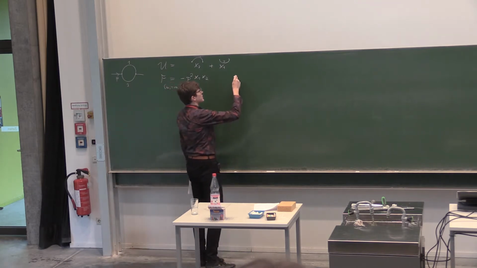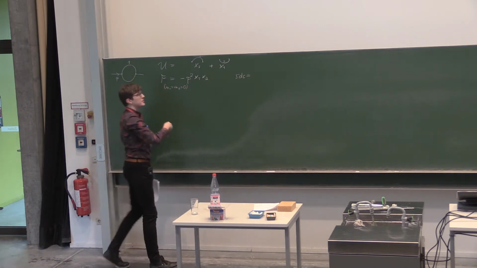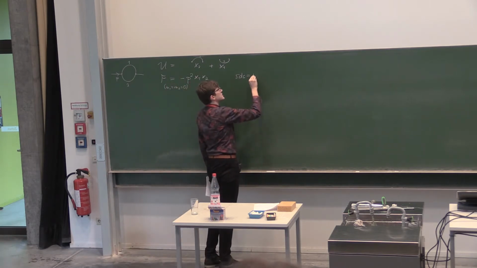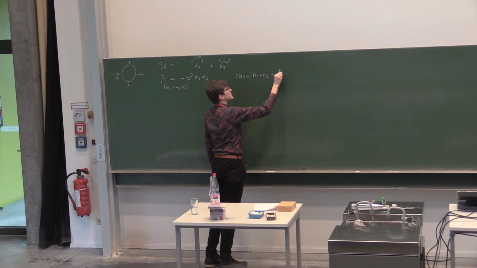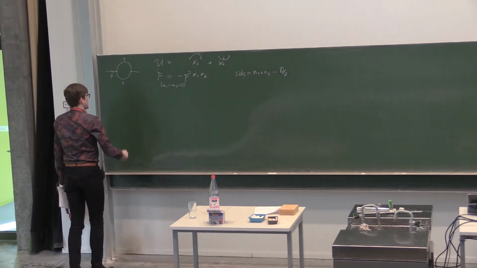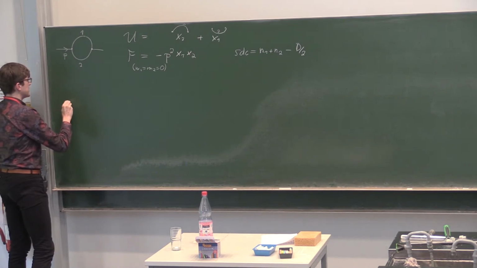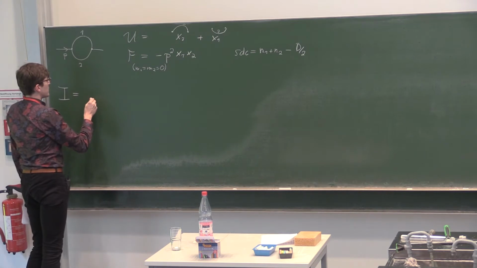Then I had something that I called the superficial degree of convergence, which was the sum of the indices, the powers of the denominators. So I would call these n1 plus n2 minus dimension over 2 times the number of loops. In this case, there's just one loop, so that's it. And then we had shown a general formula for the integral. So the integral I was the following.